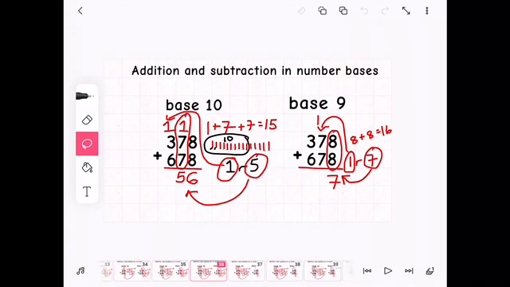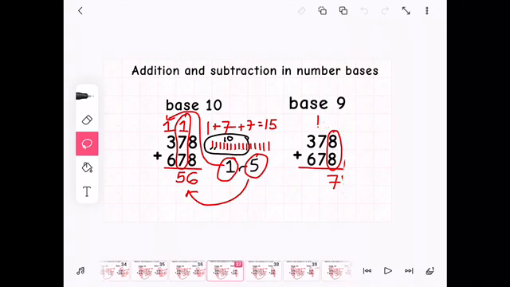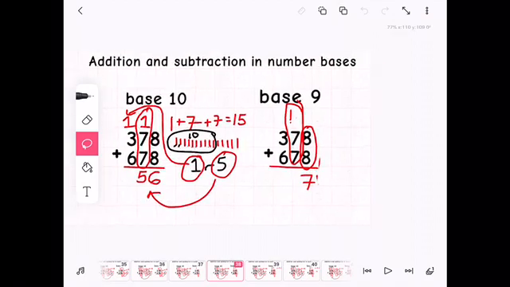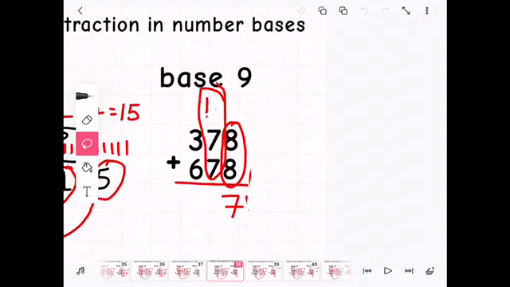So the same principle goes to the addition in base 9. So moving back to base 9, the column we are dealing with, we have 15 exactly when you add them up. And how many times can we get 9 from 15?